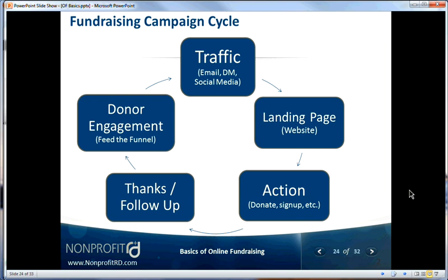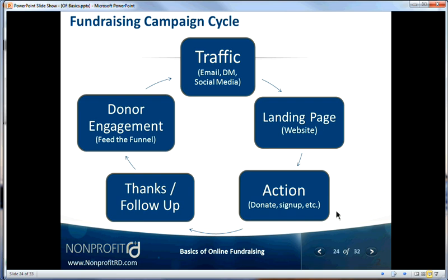So here's a quick little graphic of what I see as a fundraising campaign cycle. If we build our fundraising campaign correctly, this is basically what we're going to see happen. We drive traffic to our website using email, direct mail, social media, any way that we can get people to our website. They hit our landing page, and that's going to talk about the program, the campaign. It's going to give a compelling story, give them all the reasons why they need to donate, get them all excited about it, and then they're going to take action.